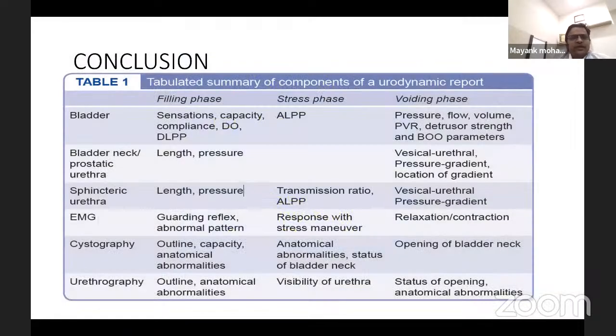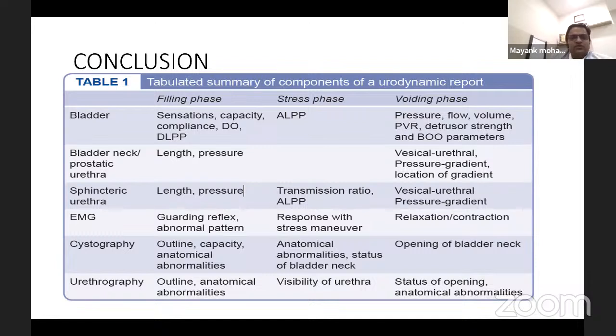So to conclude, in filling phase, you will mention four things. How are the bladder sensations? Then you will mention whether there is detrusor overactivity. Then you will say what is the end fill P detrusor, what is the compliance. Then you will say leak point pressures if it is relevant in that particular scenario. Like for an SUI patient, abdominal leak point pressure, for a neurogenic bladder patient, or any other relevant patient, DLPP.